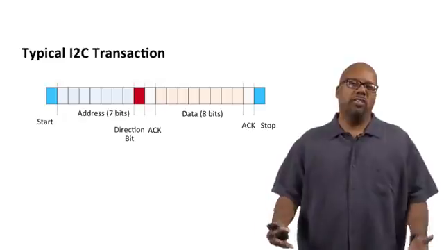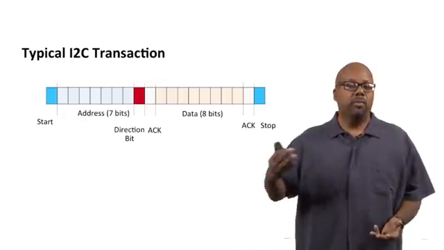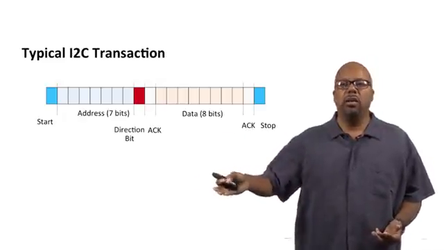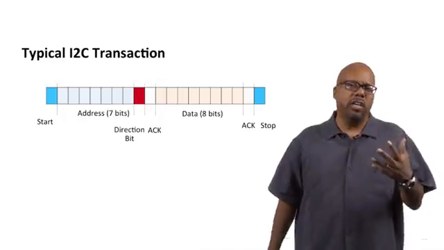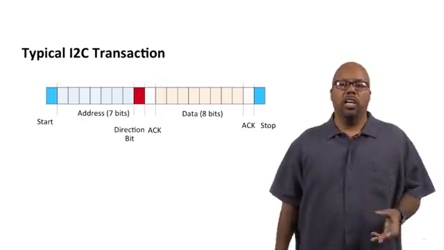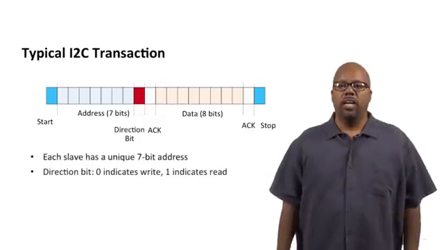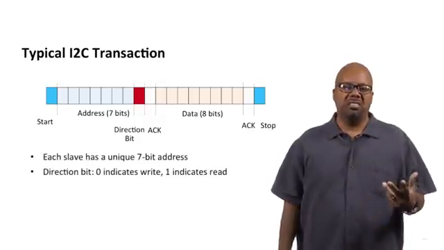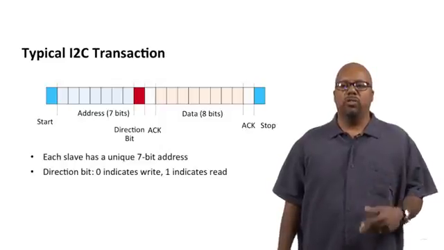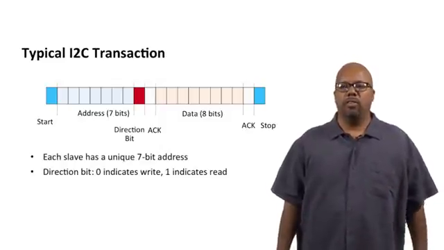Now this is short, right? It's only transmitting 1 data byte. This could be extended. You could have many data bytes, right? In this case, I just did 1. So this is sort of a typical I2C transaction, what it looks like on the SDA lines. Each slave has a unique 7-bit address. Direction 0 is a write, 1 is a read. And ACK happens after every byte.